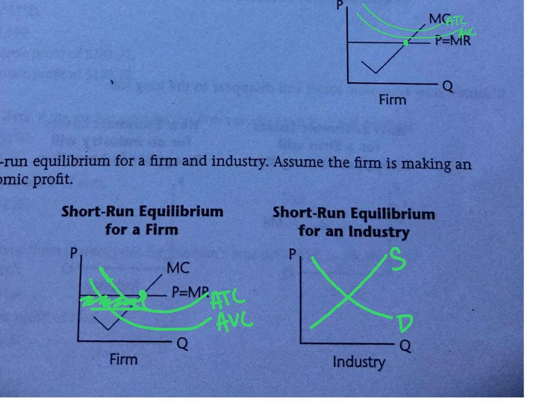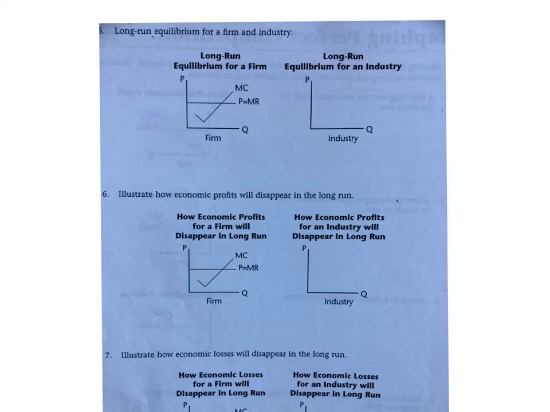So firm on the left-hand side, industry on the right-hand side. So the second page of these practice problems, I'll look at more graphs and ask you to make some additional changes. So number 5 says long run equilibrium for a firm and industry. So this comes from your most recent notes that you should have taken on Wednesday or looked at on Wednesday.